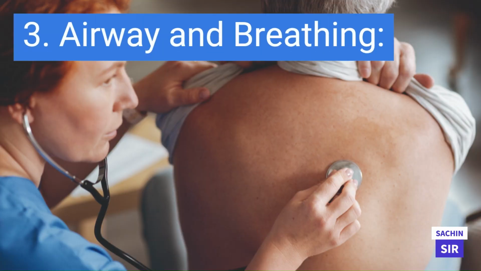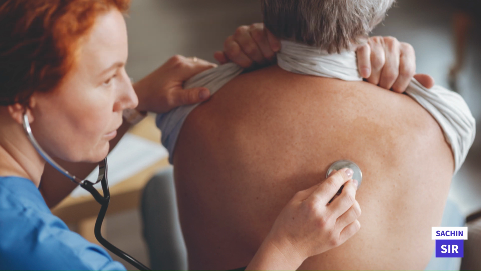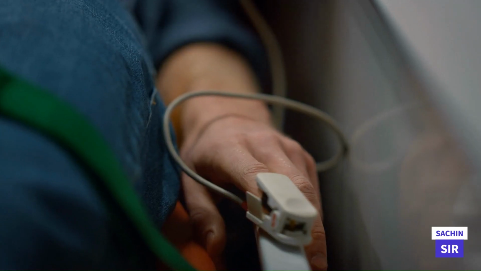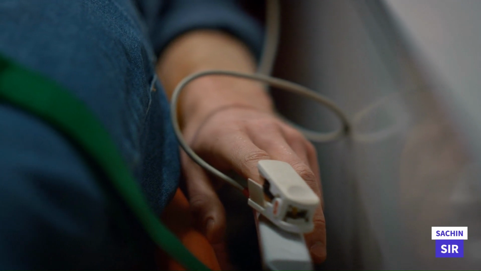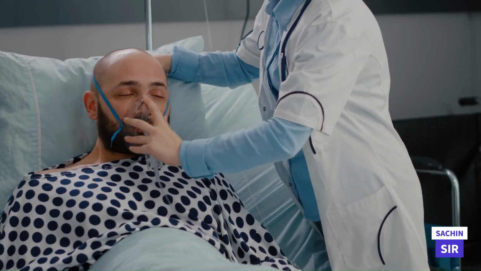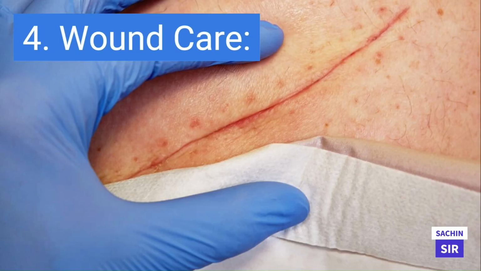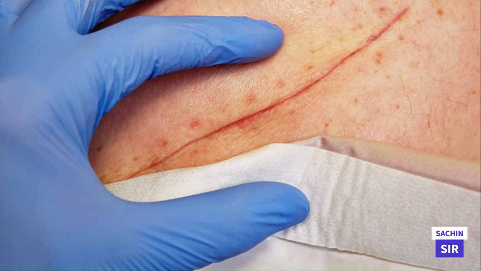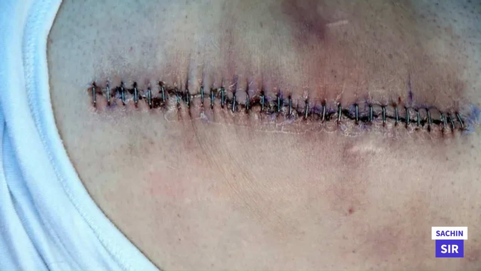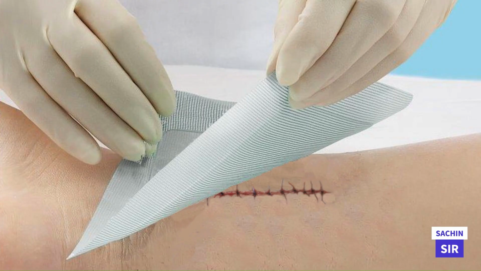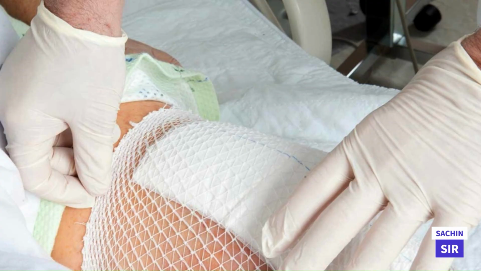Airway and breathing. Ensure the patient's airway is clear and that they are breathing effectively. Monitor oxygen saturation levels and provide supplemental oxygen if necessary. Wound care. Keep a close eye on surgical incisions for signs of infection, bleeding, or poor healing. Follow the surgeon's instructions for wound care and dressing changes. Proper hand hygiene and sterile techniques are essential when handling wounds.